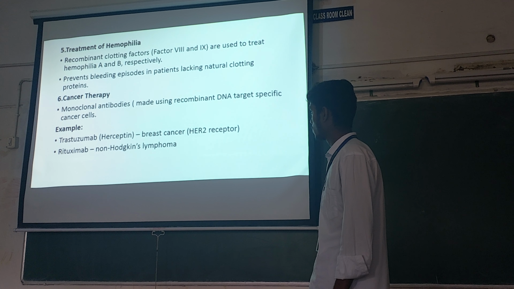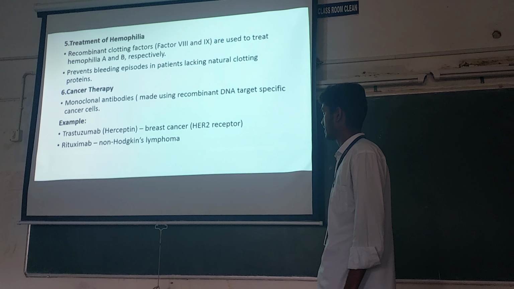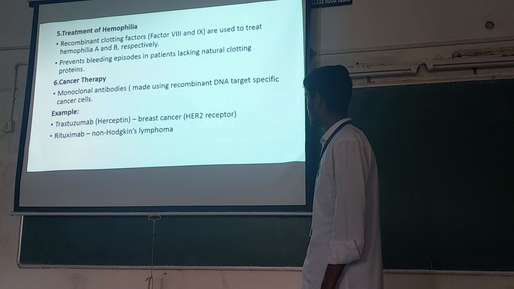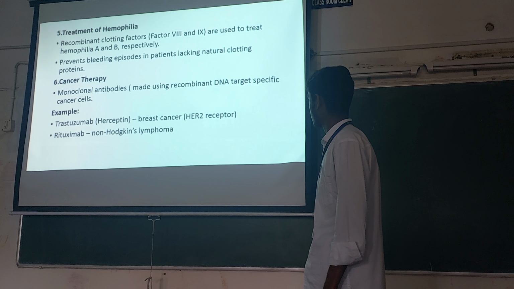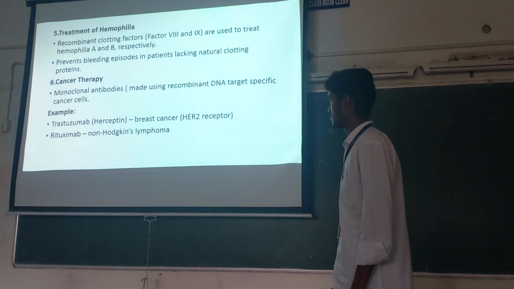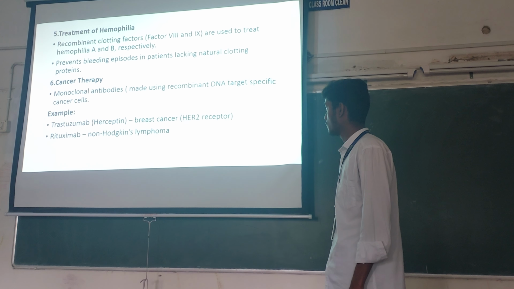Cancer therapy: monoclonal antibodies made using recombinant DNA target specific cancer cells. Example: trastuzumab (Herceptin) for breast cancer, targeting the HER2 receptor, human epidermal growth factor receptor 2; rituximab for non-Hodgkin's lymphoma.